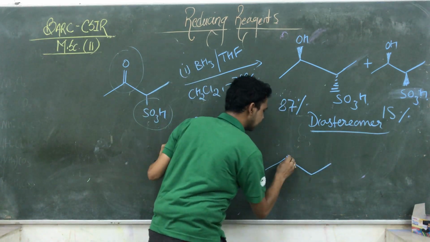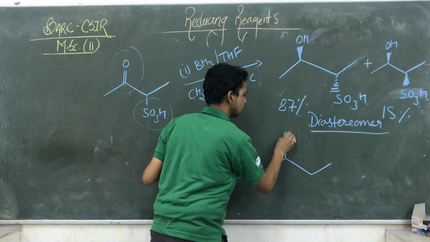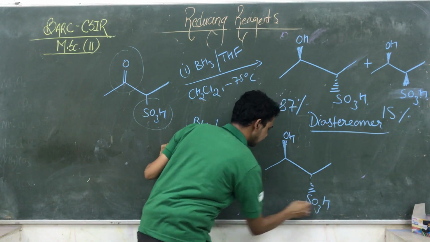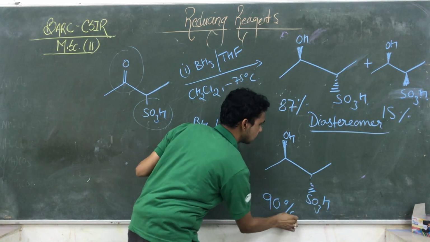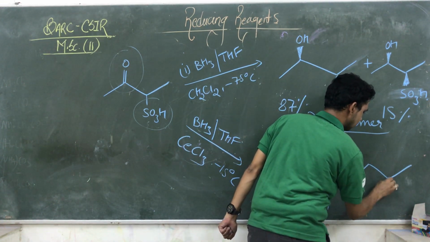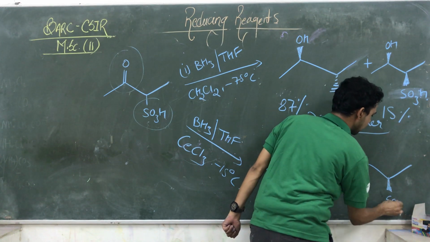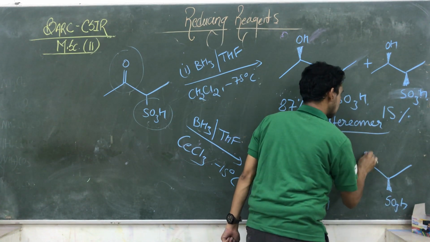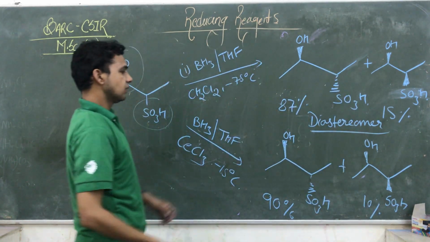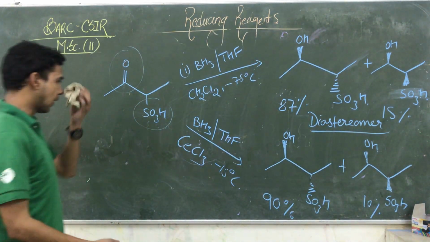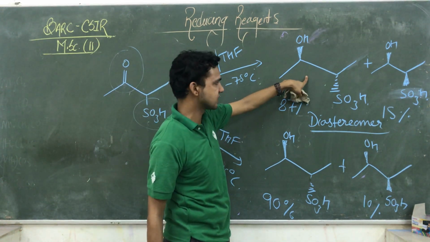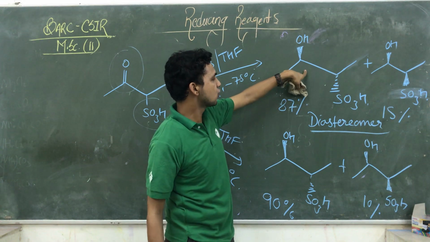At that time you are getting OH, SO3H 90%, or SO3H and OH 10%. That is the selectivity. If you require this type of diastereomer, which is generally trans, then we use dichloromethane.